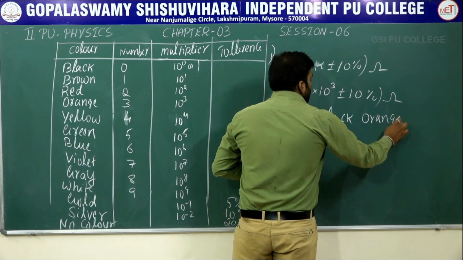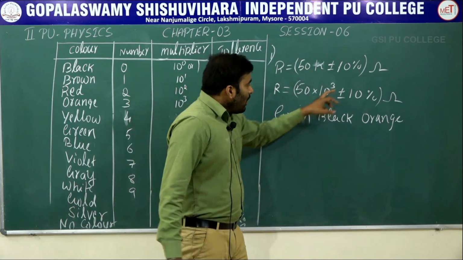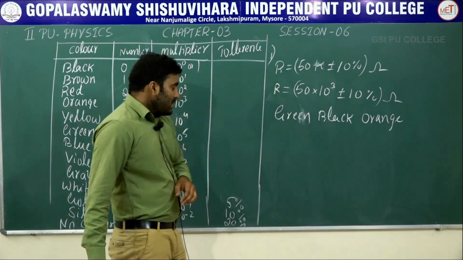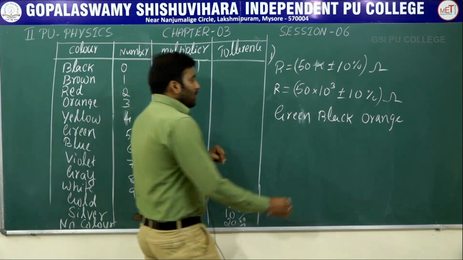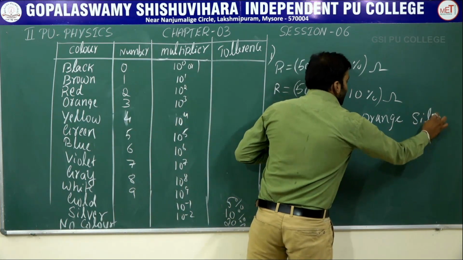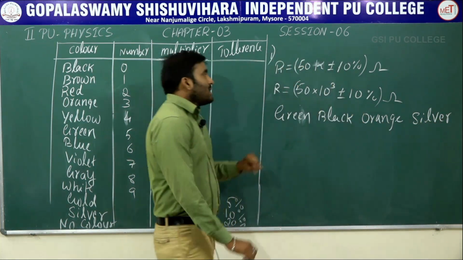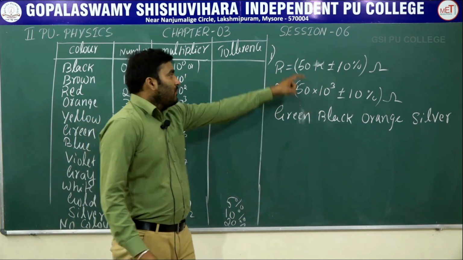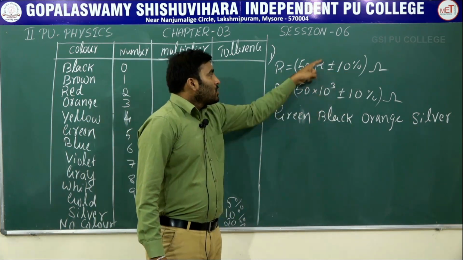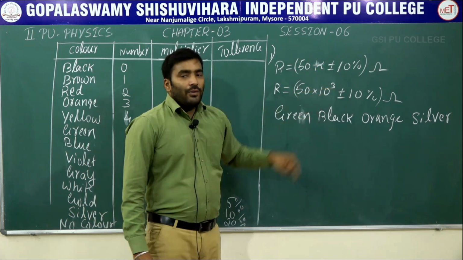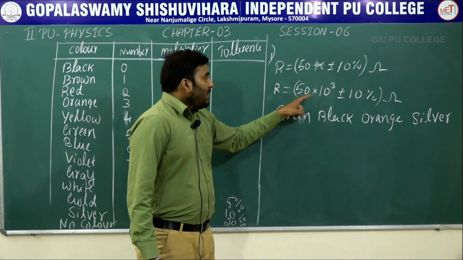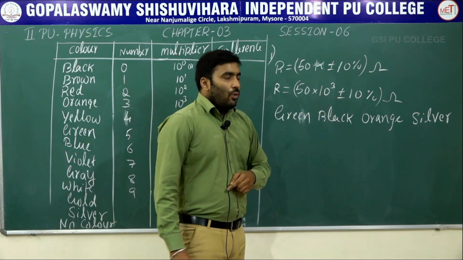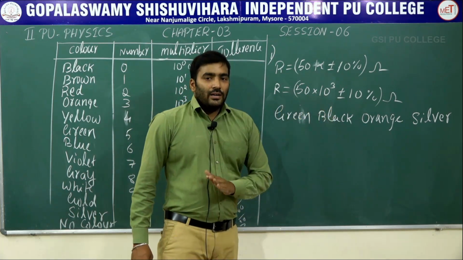So we got three colors now. And then we have 10% tolerance. 10% tolerance is silver. The fourth band is silver. So we got the color sequence for this particular resistor, 50k plus or minus 10%. You should write this k as 10 power 3, since k refers to kilo. So 50 into 10 power 3 plus or minus 10% ohm, and then the color sequence will be written like this.